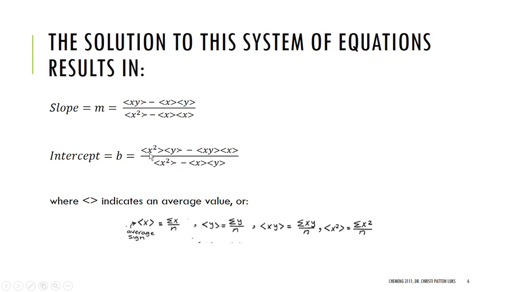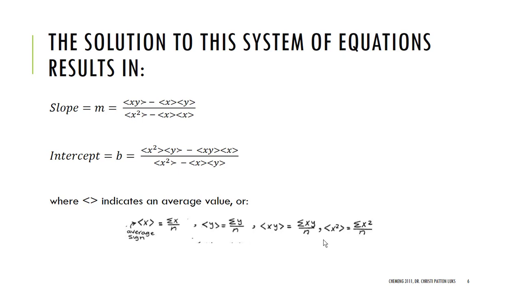And b is the product of the average x squared times the average y, minus the average xy times the average of x, over the same denominator. And again, these things are written here, and you can go back and compare the two. Basically, there's a lot of divide by n to get to this form.